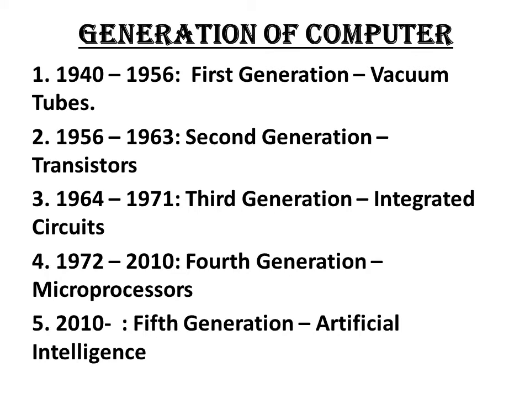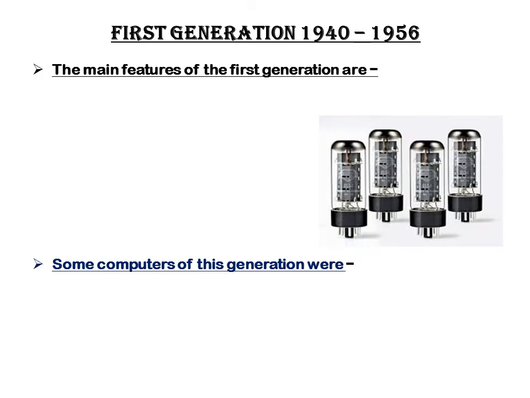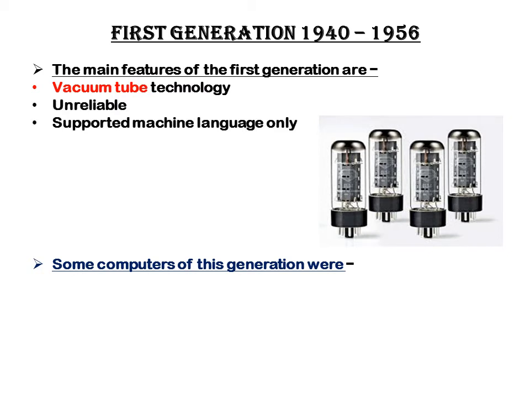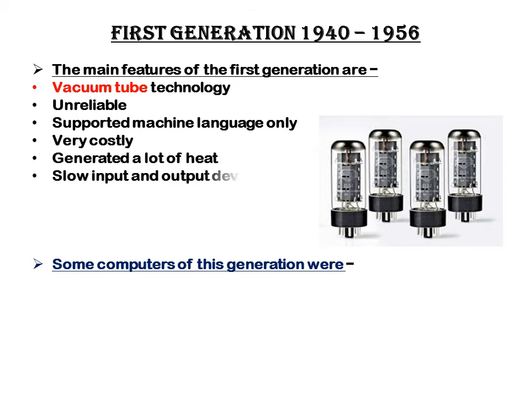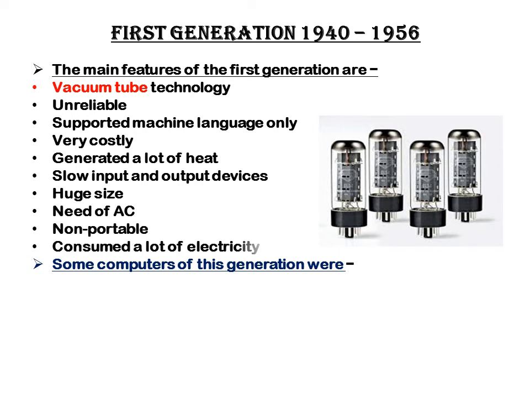Now comes the generation of computers. The first generation of computer was invented in 1940-1956. It used the vacuum tube technology. It is unreliable. It supported machine language only. It is very costly. It generates a lot of heat. It has slow input and output devices. It has a huge size. It needs AC, is non-portable, and consumes a lot of electricity.